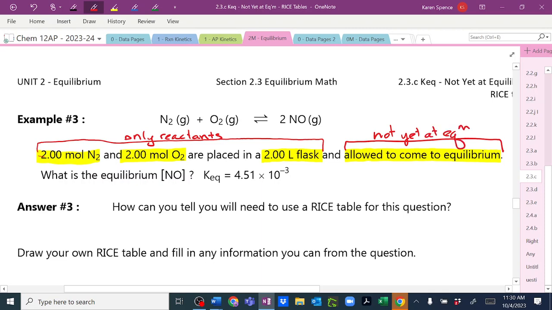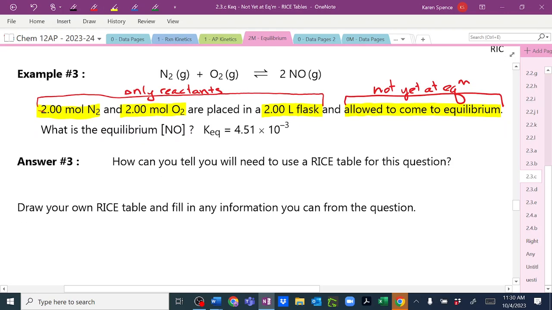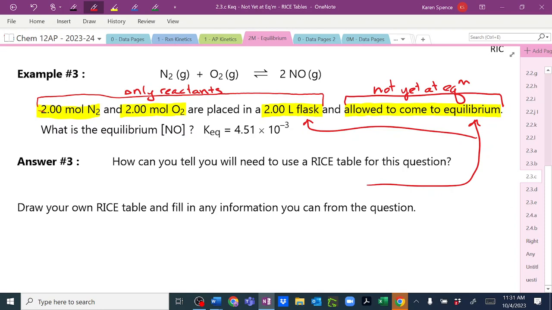So if you have only reactants and you have allowed to come to equilibrium, you know you're not yet at equilibrium. So do you think you guys can try this one? Yes? Go for it. Oh, someone would have done a previous experiment where it was at equilibrium and would have calculated it from there.